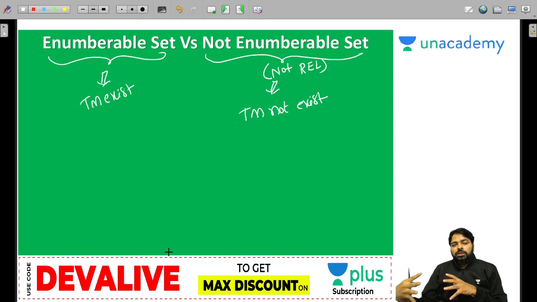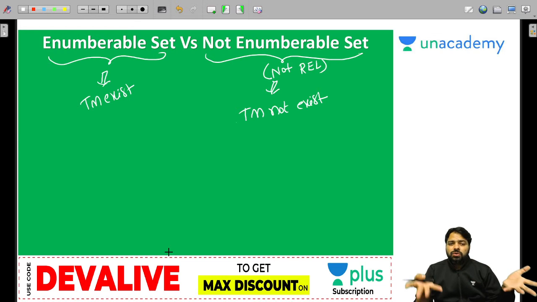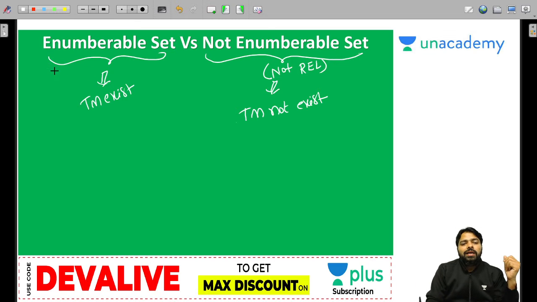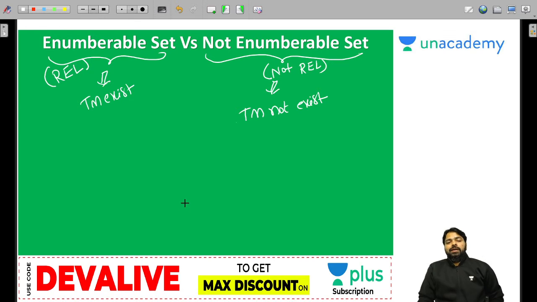This is important. Whenever I have a Turing machine, that set is enumerable. Whenever I don't have a Turing machine, then that set is not enumerable. Very simple, guys. Now I want to relate all of them. This is only REL, another name only REL. You can say semi-decidable. Enumerable set is also called semi-decidable, partially decidable.